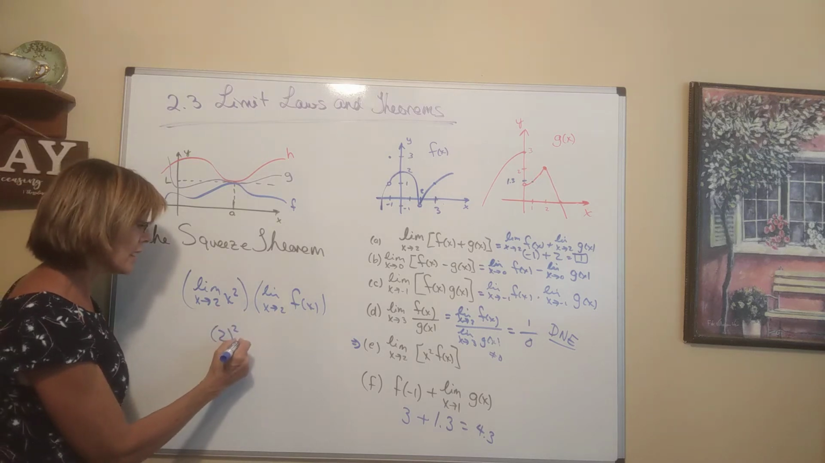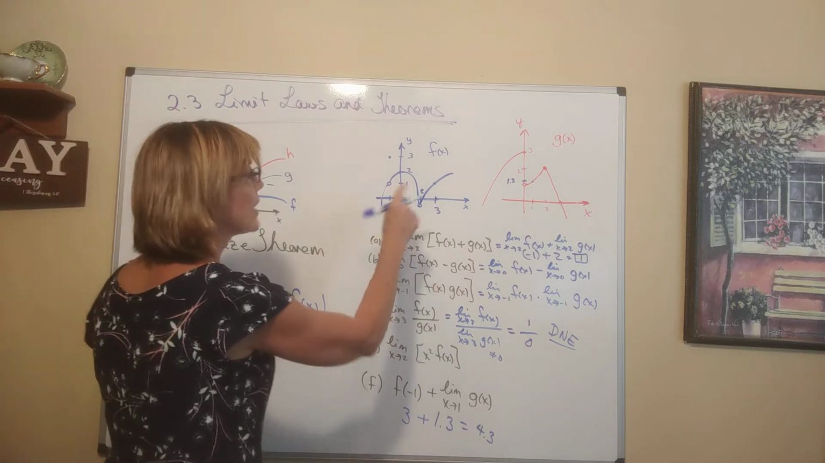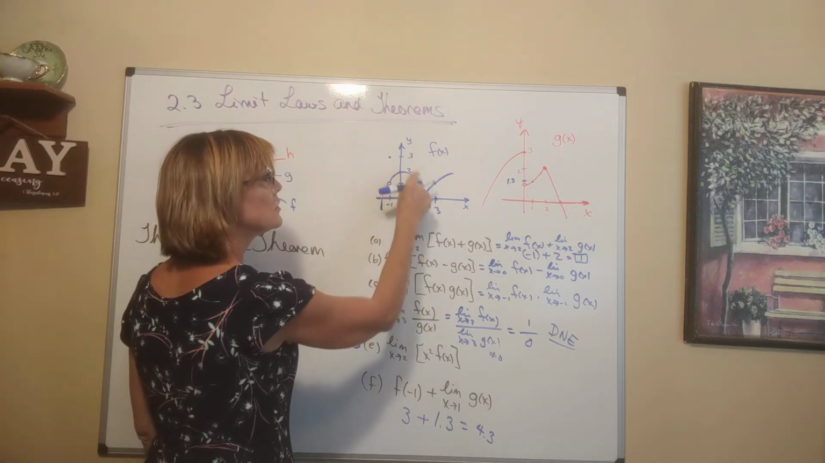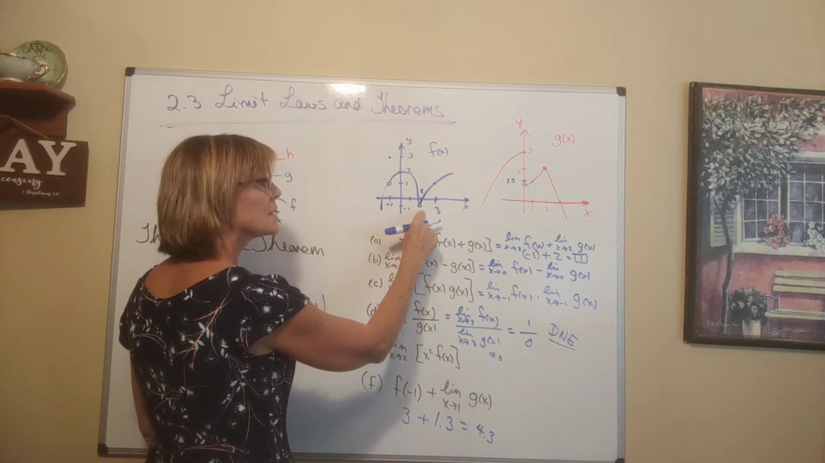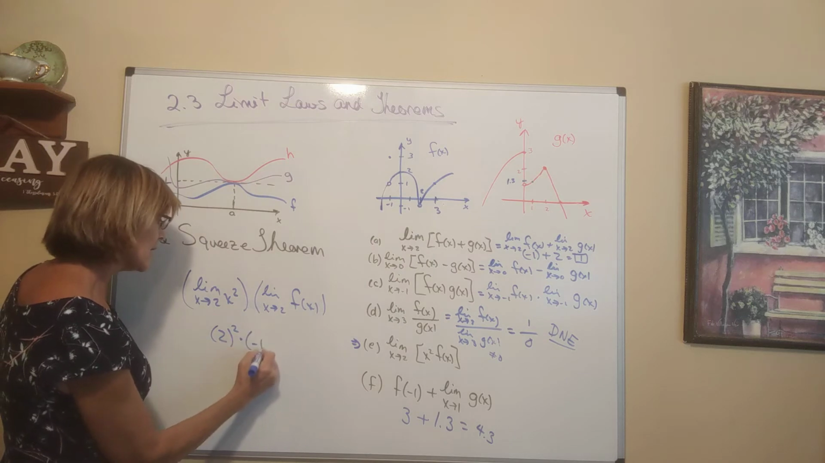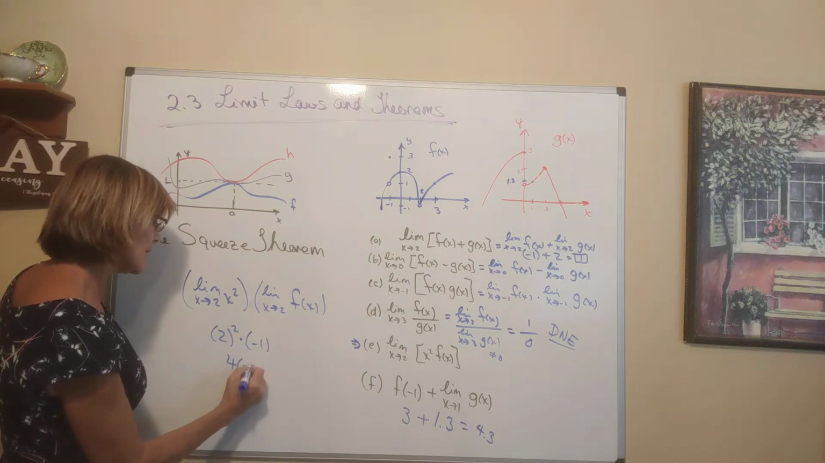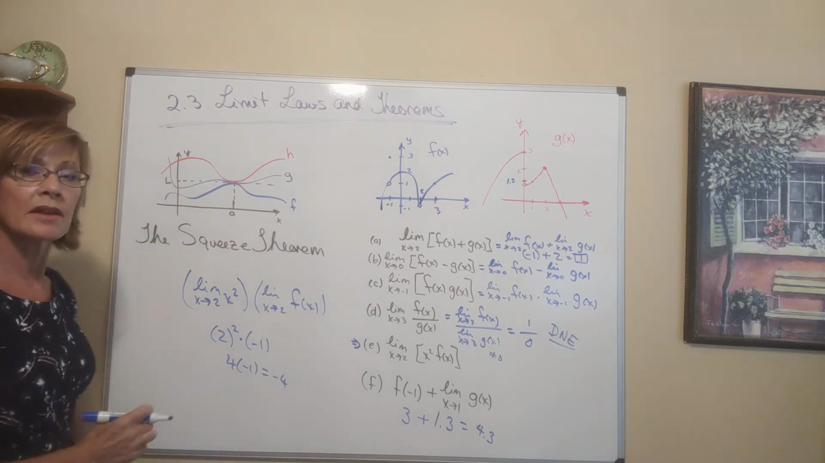And then I'm going to multiply that times the limit as x goes to 2 of f of x. Over here, f of x. Here is 2. It's not even defined at 2, but that doesn't matter. We're looking at the limit. The limit is negative 1. And so we'll say times negative 1. 4 times negative 1 is negative 4. That's what the answer to E is going to be right there.